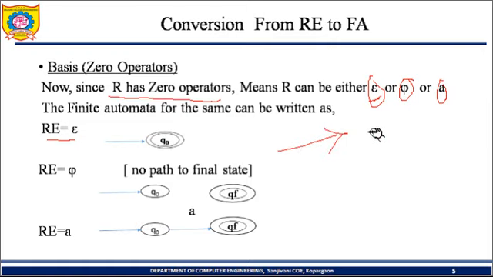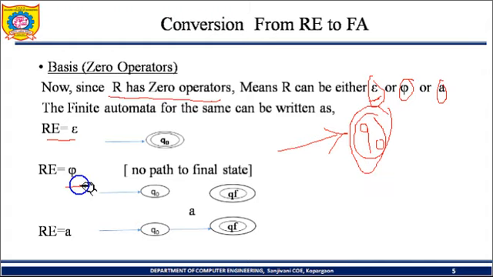So initial state, we know how to represent the initial state by using an arrow and a single circle. And if the regular expression is equal to epsilon, then the initial state itself is the final state, which means whatever input alphabets there are, we will be in the final state.